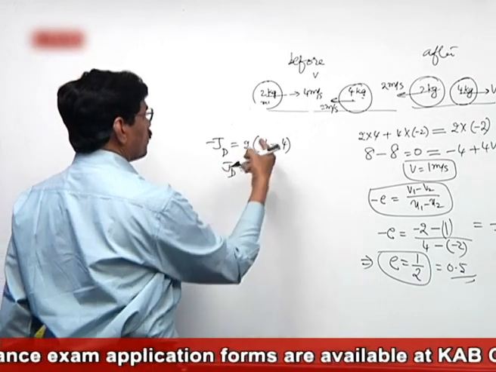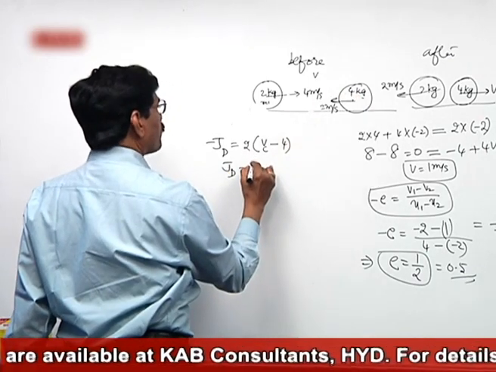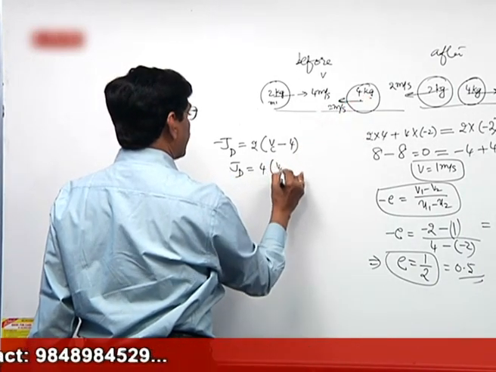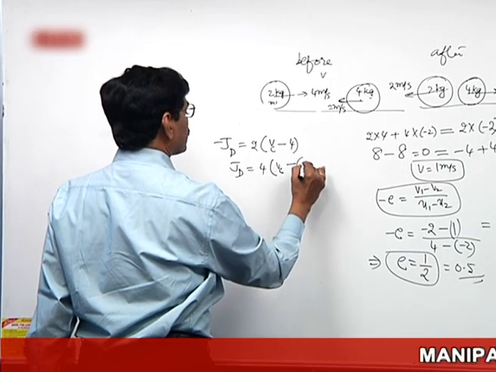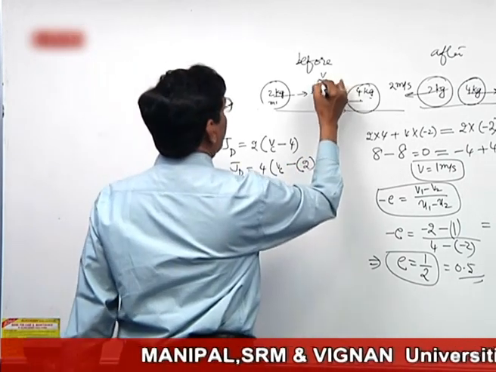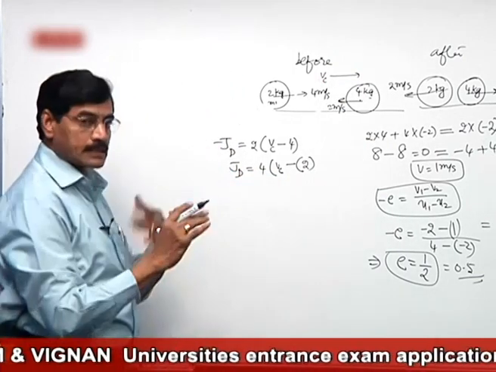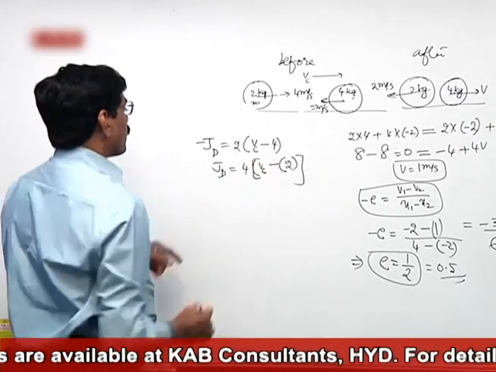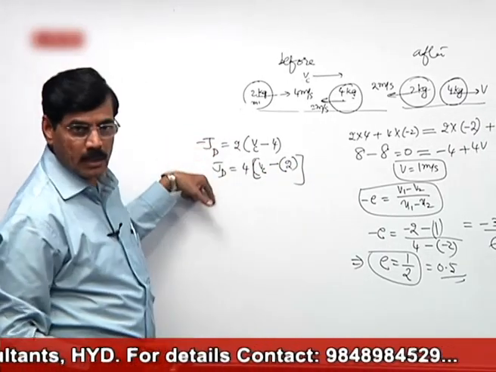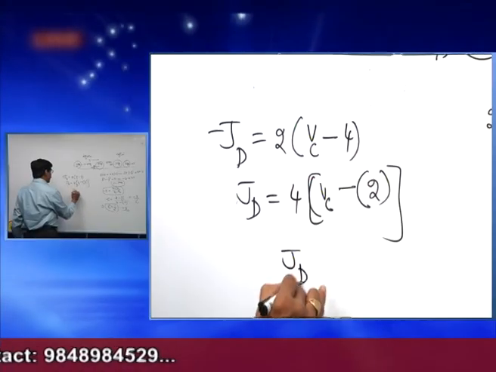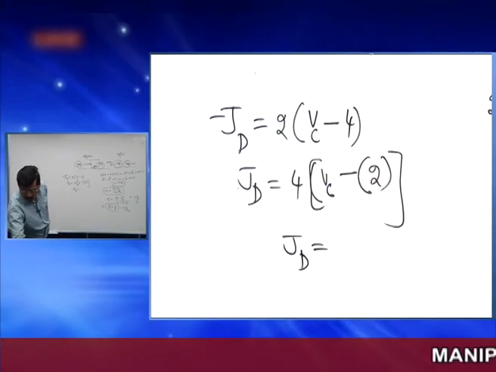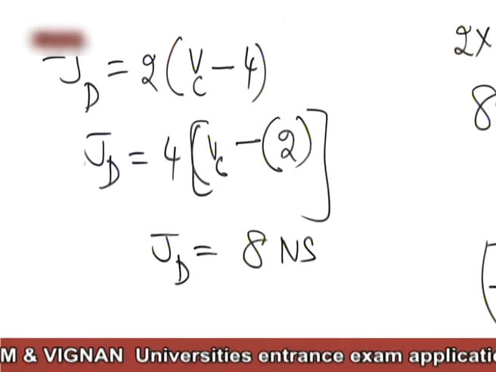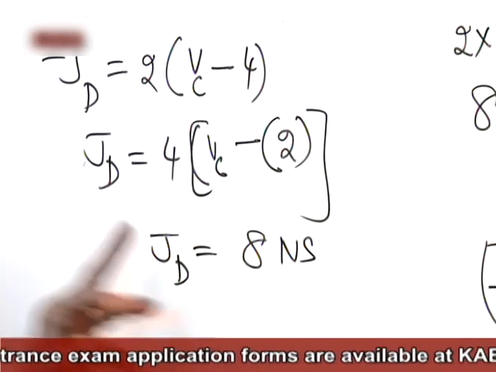JD is equal to its mass 4 into its final velocity, the common velocity Vc, minus (minus 2). Let us assume that both of them are moving towards the right, the assumption we made. So Vc minus (minus 2) is this. These are the two equations, and solving these two, JD comes out to be 8 Newton second, that is the impulse, and we are interested in calculating JR.